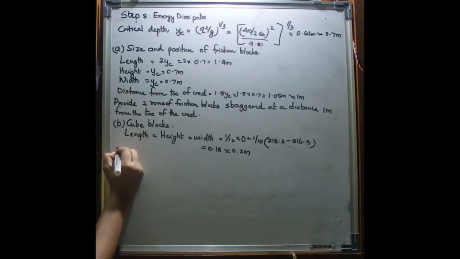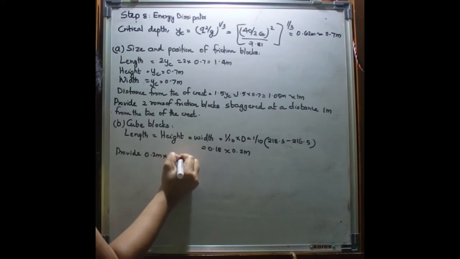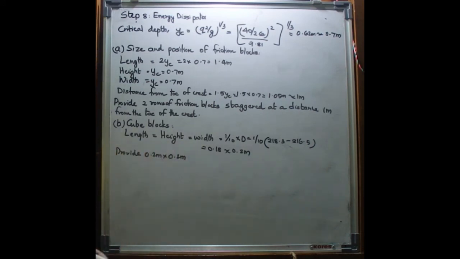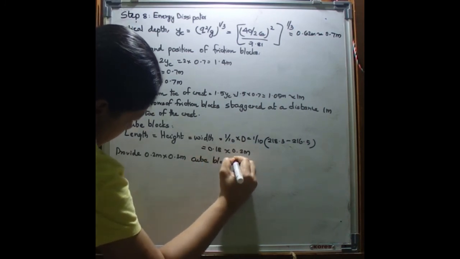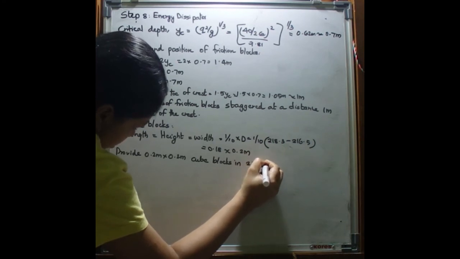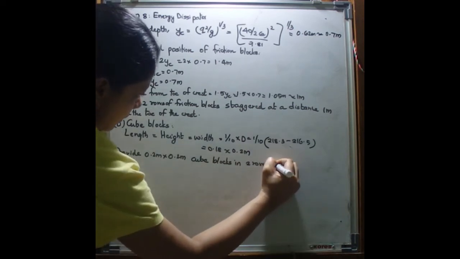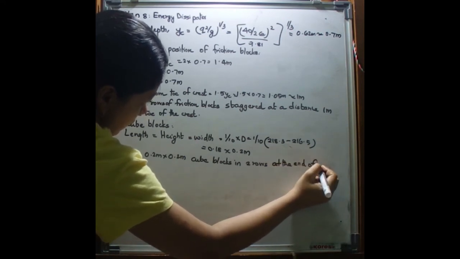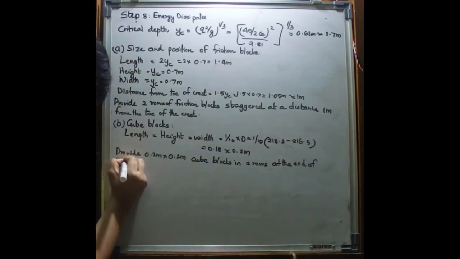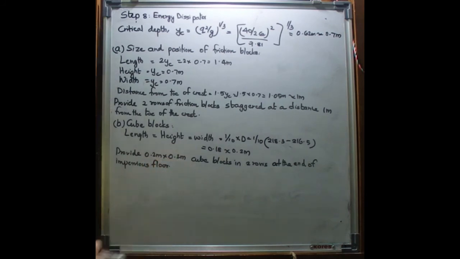So provide 0.2 meter by 0.2 meter cube blocks in 2 rows at the end of impervious floor.